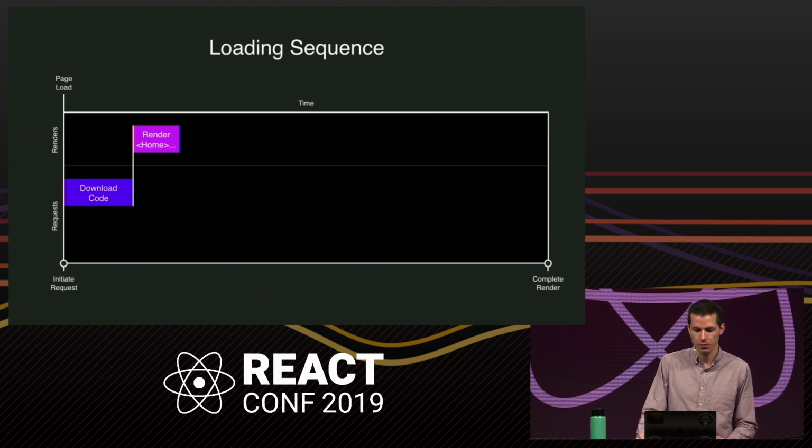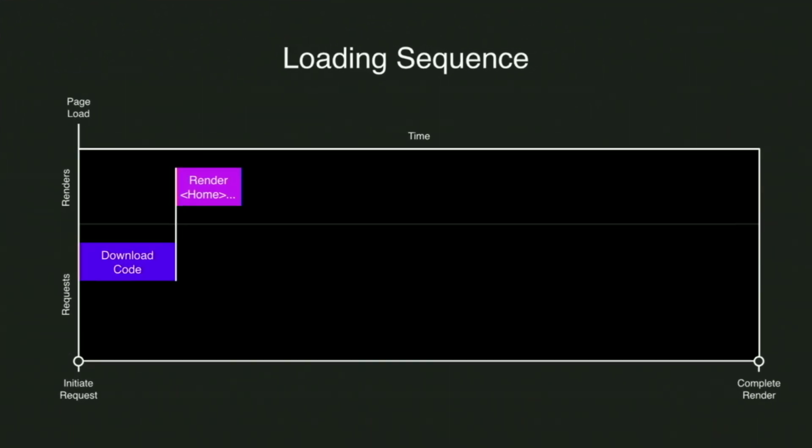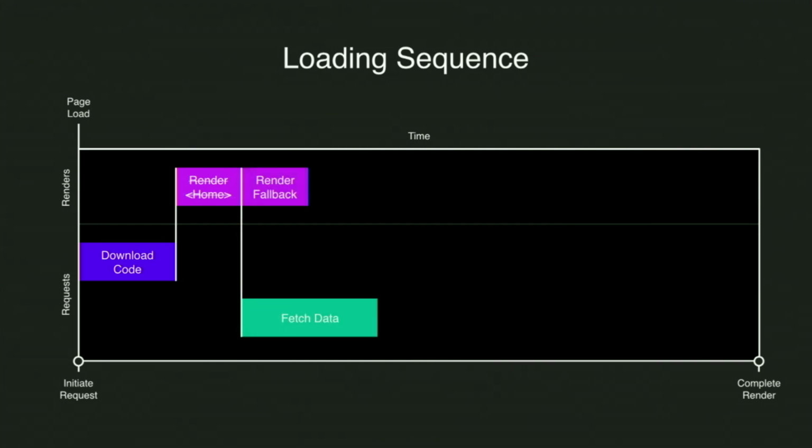Let's look at the loading sequence. So first, we'll download our code. Then we'll start rendering home. But we'll call useQuery, which isn't ready yet. It has to go and fetch data. So at that point, two things will happen. The useQuery will indicate to React, I'm not ready yet. So React will look up the tree, find the nearest suspense boundary, and render its fallback. So the user will see the fallback at this point.